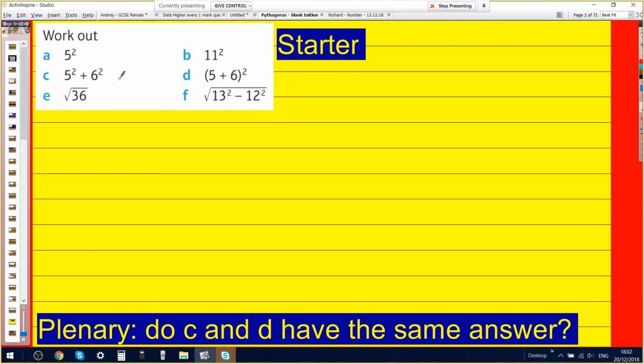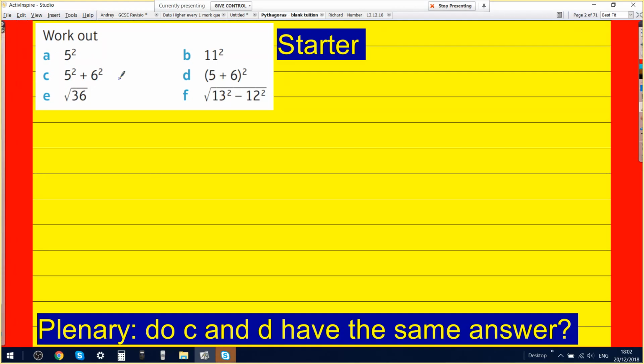Okay, starter. Let's try it. 5 squared, that's 25. 11 squared, that's 110, I think. 121. That's it. 5 squared is 25, and 6 squared is 36.